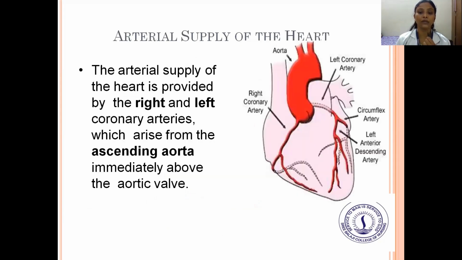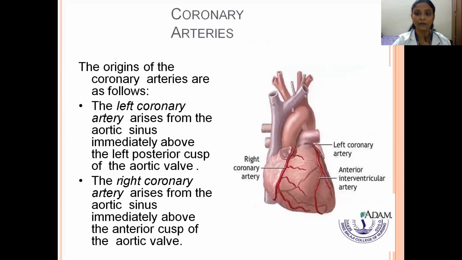Arterial supply to the heart. The arterial supply of the heart is provided by the right and the left coronary arteries, which rise from the ascending aorta immediately above the aortic valve. Can you see in this picture the arterial supply from the aorta to the left coronary artery, with the circumflex artery and the left anterior descending artery, and the right coronary artery. The origin of coronary arteries is as follows. The left coronary artery rises from the aortic sinus immediately above the left posterior cusp of the aortic wall. The right coronary artery rises from the aortic sinus immediately above the anterior cusp of the aortic wall.